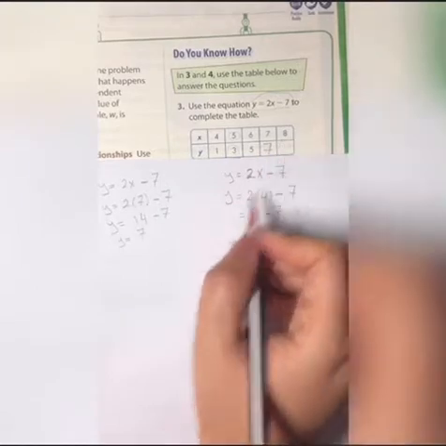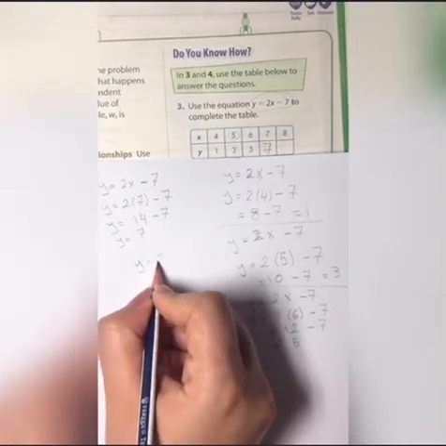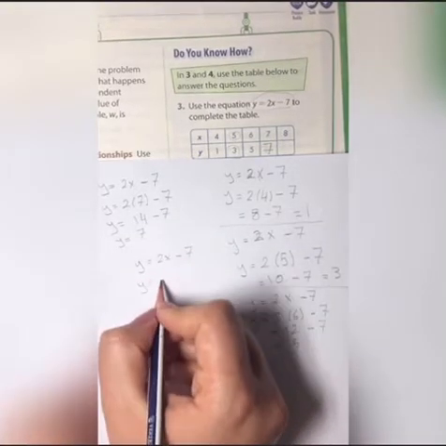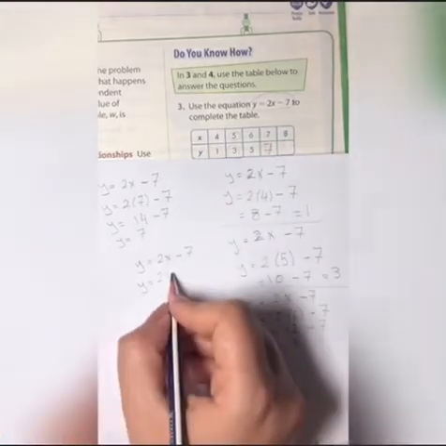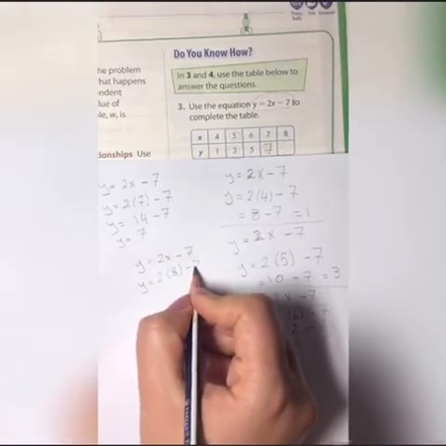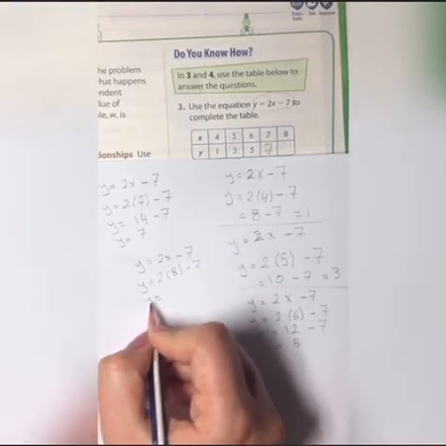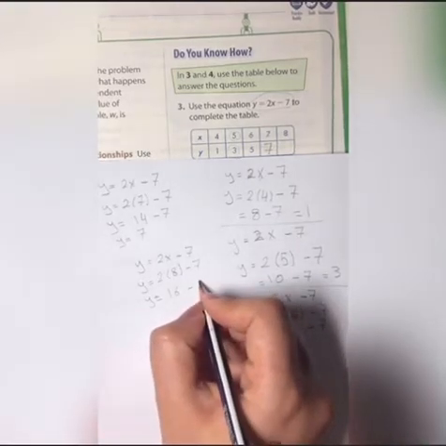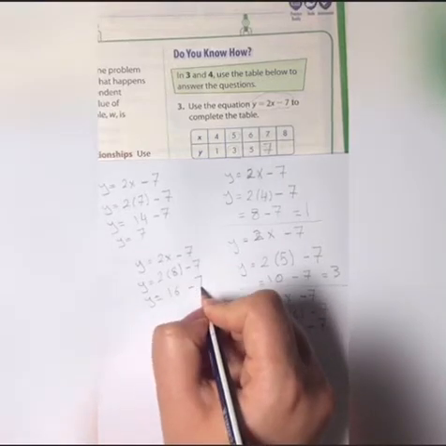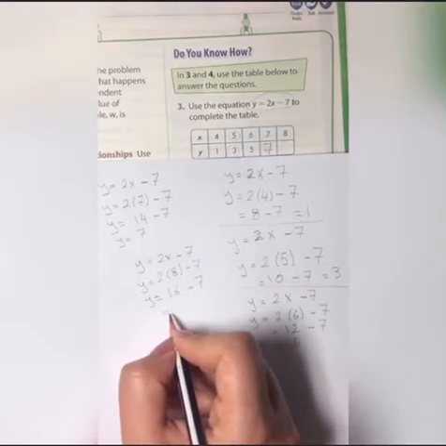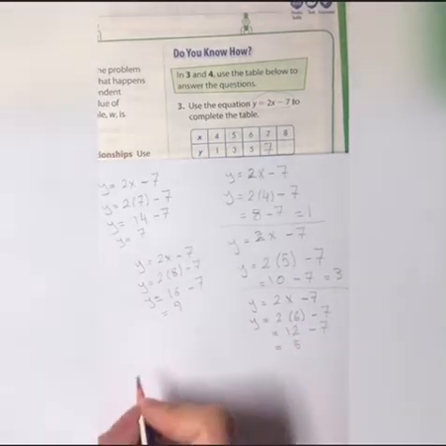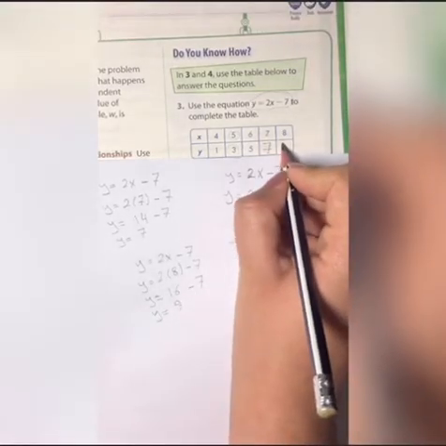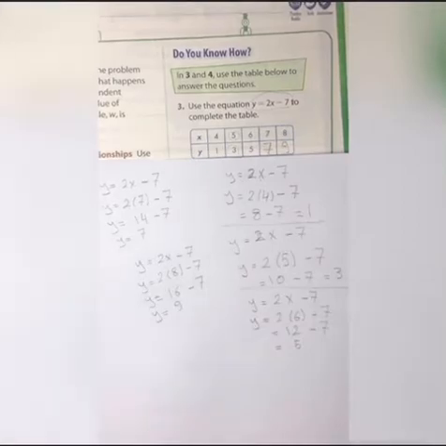And for 8, y equals 2x minus 7. In place of x, we will write 8 for this one. 2 times 8 equals 16. 16 minus 7 equals 9. y equals 9.